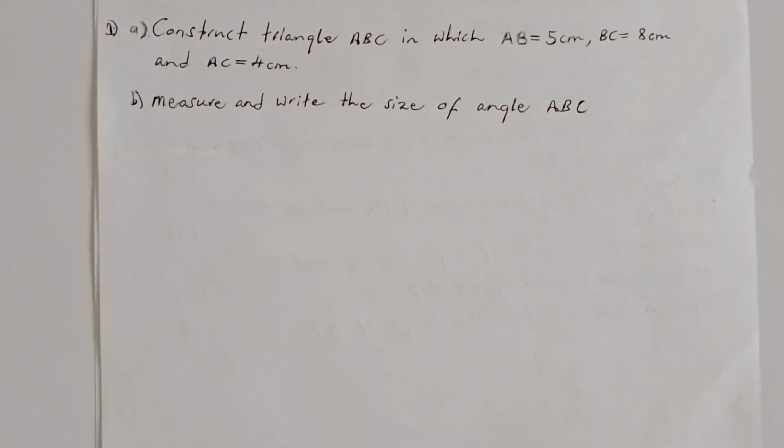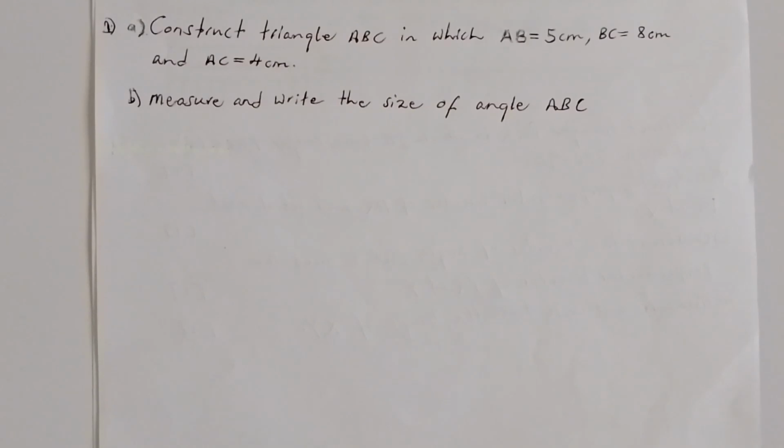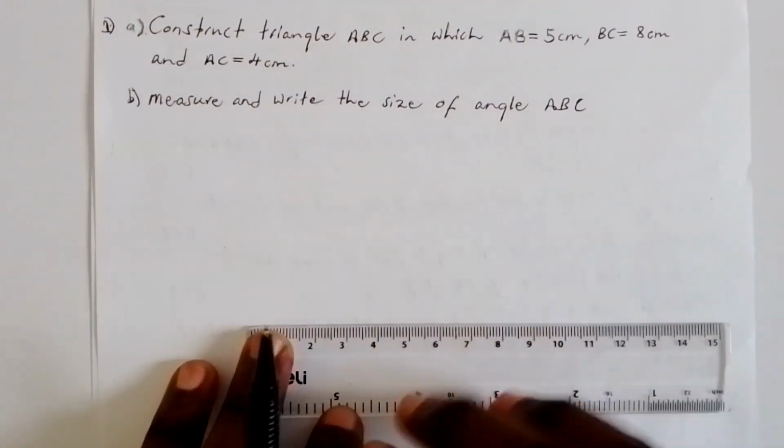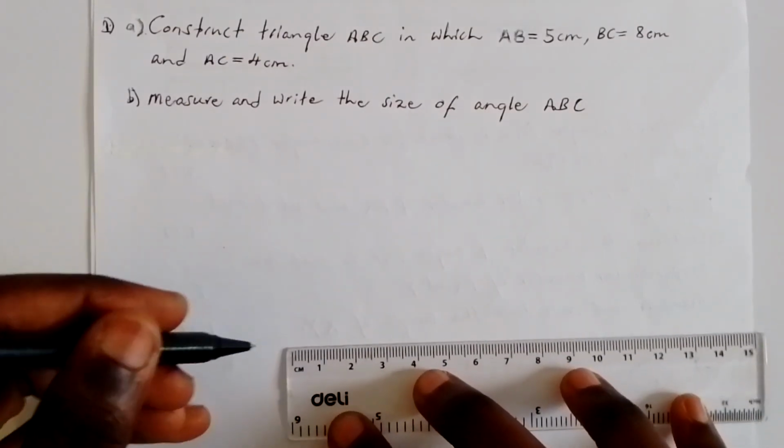Okay, and there is the example, and it reads: construct triangle ABC in which AB is 5 centimeters, BC 8 centimeters, and AC 4 centimeters. And then we have B, which reads: measure and write down the size of angle ABC. So we start with the first one, which says construct triangle ABC in which AB is 5 centimeters. So I'm going to construct AB, the side AB, which is equal to 5 centimeters.